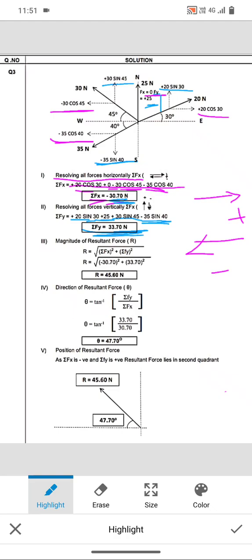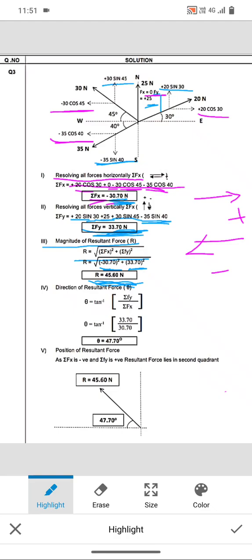Then we will find the magnitude of the resultant force, denoted by R. The formula of R is the square root of summation Fx squared plus summation Fy squared. Putting in the values, minus 30.70 squared plus 33.70 squared. The R is 45.60.